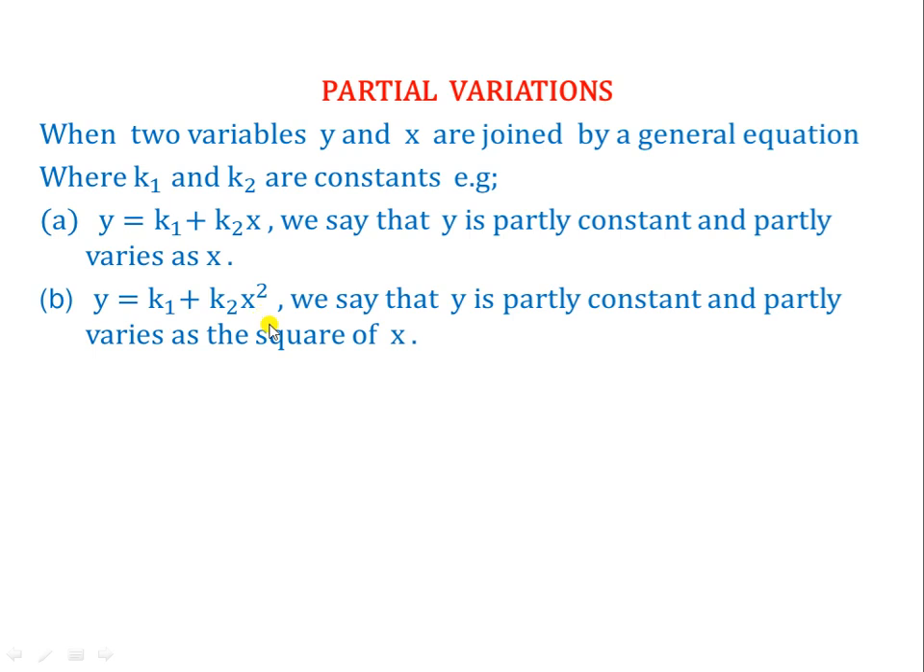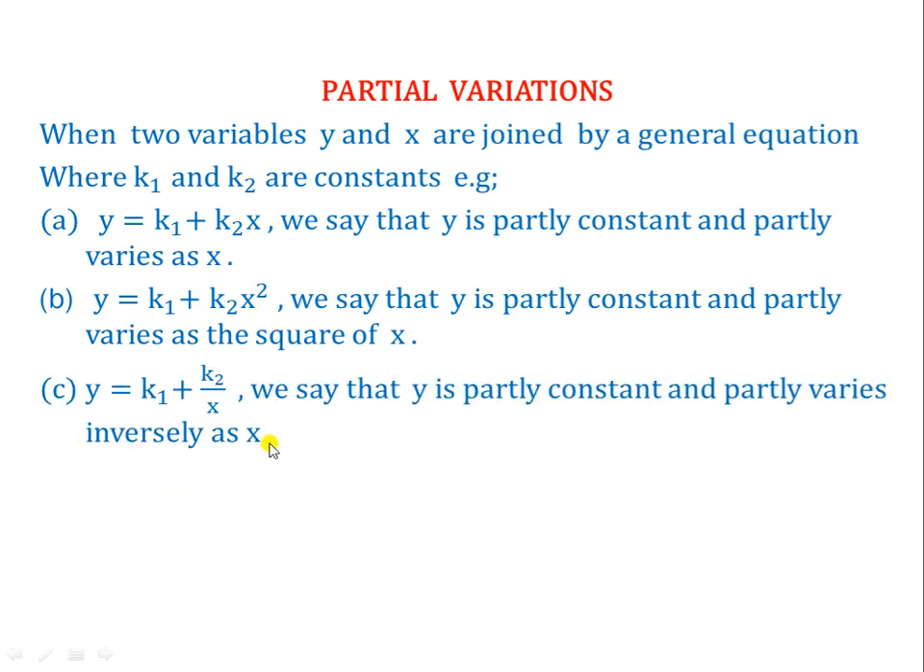Another form that they can give you could be of this kind: y equals k1 plus k2 out of x. Now, how do we say this mathematically? This means that y varies partly as a constant again, but inversely as x. That is what you have to note clearly. Here it was directly as x, but here it is inversely as x. So we simply say that y is partly constant and partly varies inversely as x.